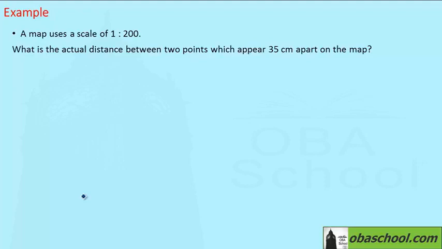Hello guys, the following is an example involving the use of a ratio scale to find an actual measurement, given the scale of a map and the measurement on the map. So the example goes as follows.